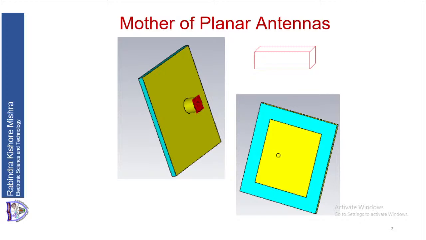Where you had a magnetic wall in the waveguide, there you have an electric wall in the microstrip antenna. So that is what it forms. Since it is the dual of the waveguide, the dominant mode in the waveguide is the TE10 mode. So the dominant mode in the microstrip antenna will be the TM10 mode, because it is the dual of the waveguide.